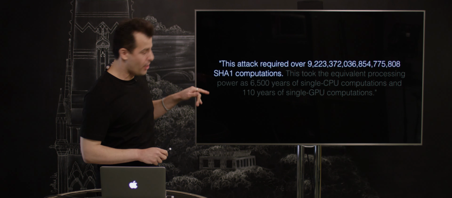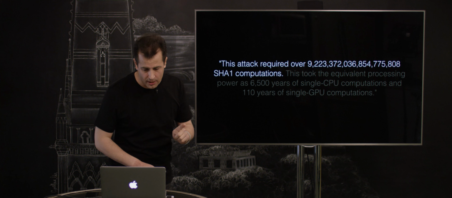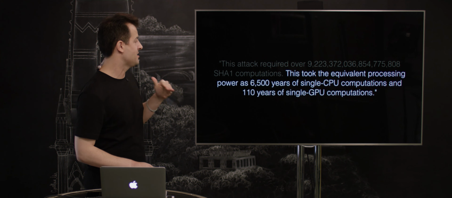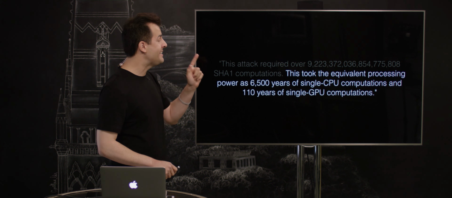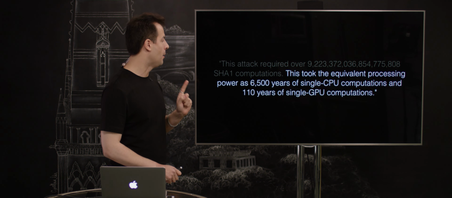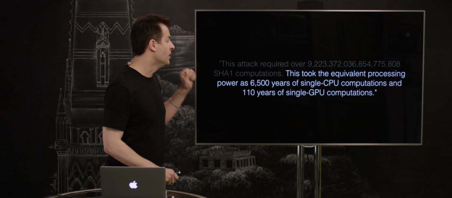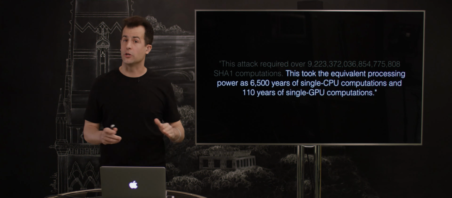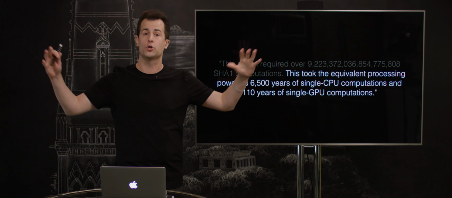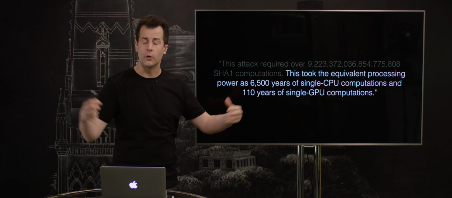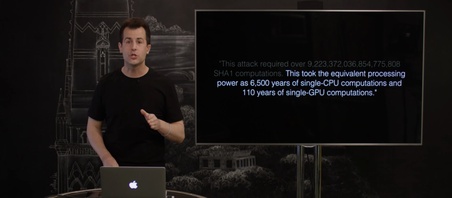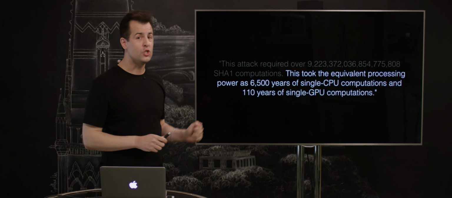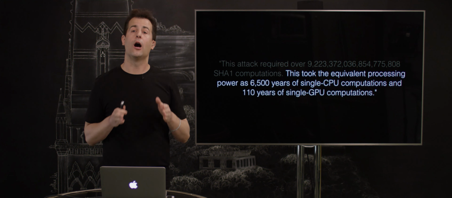This attack required over 9 quintillion SHA-1 computations. This took the equivalent processing power as 6,500 years of single CPU computations and 110 years of single GPU computations. Now, of course, they didn't use single CPUs or single GPUs. They, too, had a rack of servers and more using the so-called cloud in order to perform these calculations, which is to say that with enough money and with enough computers and CPUs and GPUs, is this attack now possible?